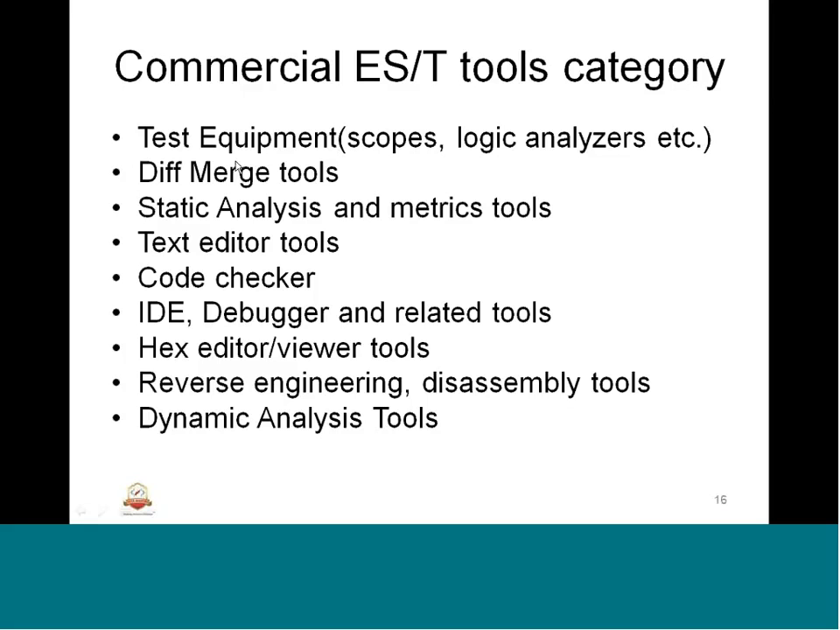So the categories are something like this: test equipment. Test equipment will have oscilloscope, logic analyzers, or DMM, digital multimeter, etc. We have diff merge tools. This is explicitly used for test cases or test procedures. There are various versions that the test development team needs to handle while doing the changes and all that. Like WinMerge or Beyond Compare. These are some of the tools.